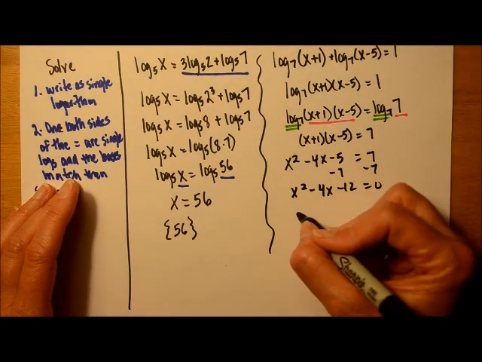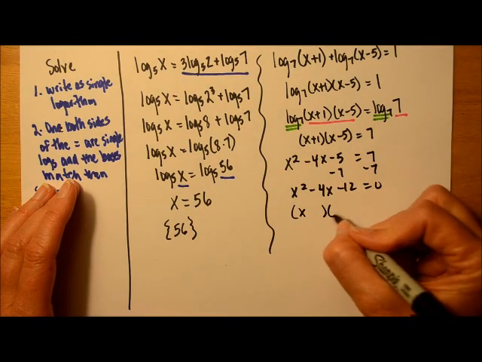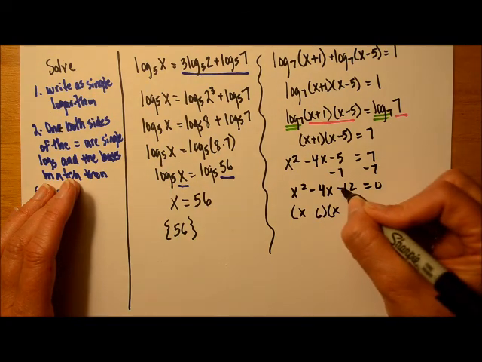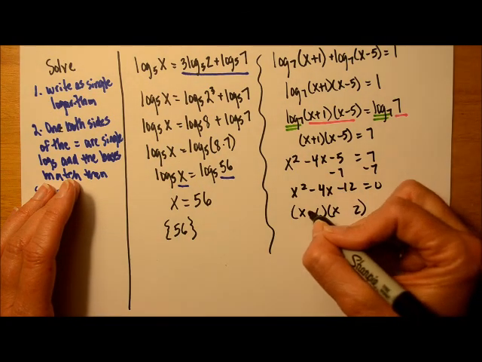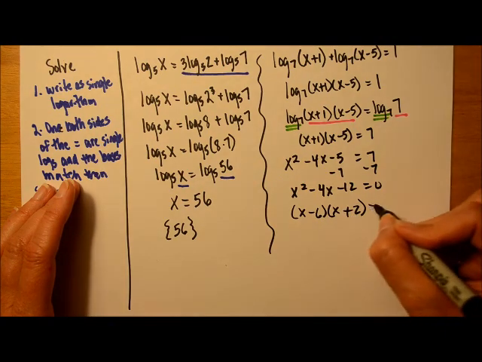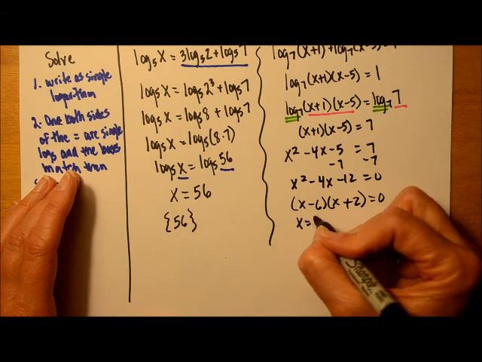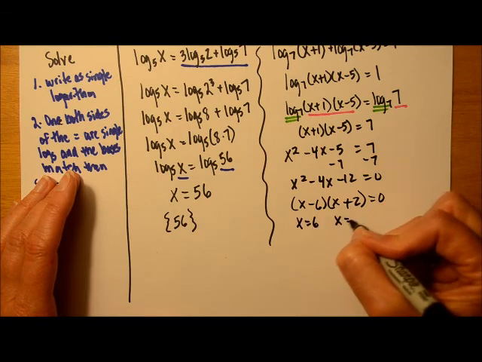And I'm going to move this up for you. And then I'm going to refactor this. Remember, we did these already. Looks like 6 and 2. That difference will give me 4. I know the 6 needs to be negative, and the 2 would be positive. And what I'd end up with is x equals 6 or x equals negative 2.